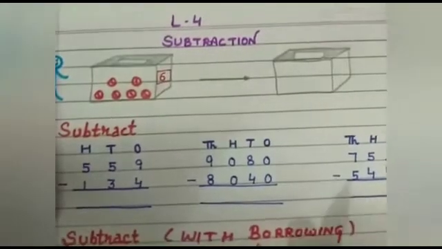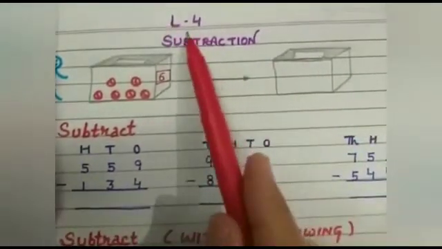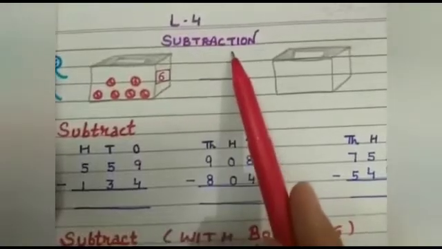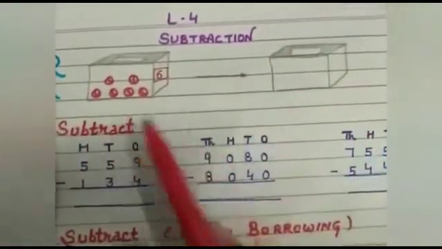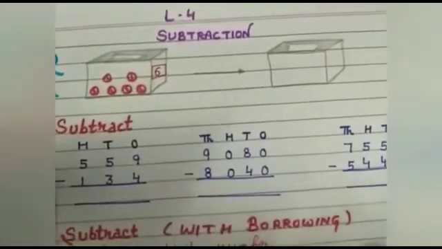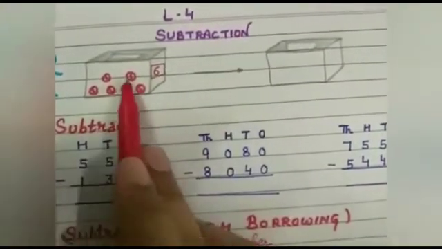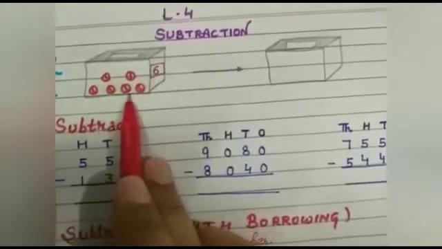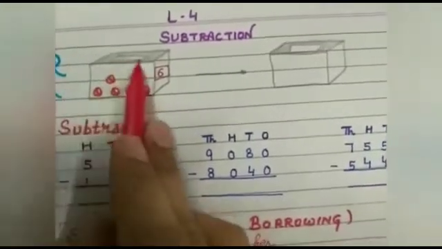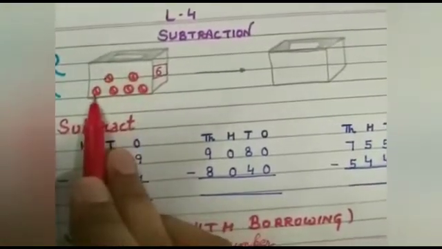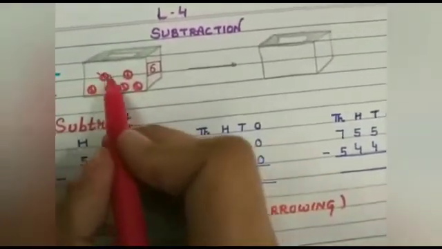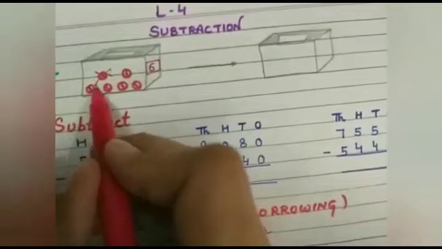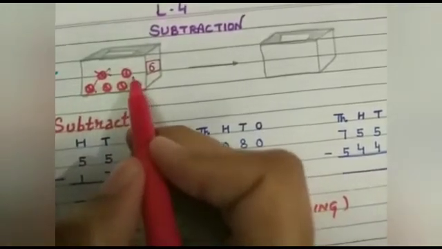So today we are going to start with the next lesson, that is lesson number 4, subtraction. Subtraction is the opposite of addition. Let's see this with the help of an example. In this box, a total of 6 balls are there. A man came and he took out 2 balls out of it. So if he took out 2 balls, you have to see how many balls are left.